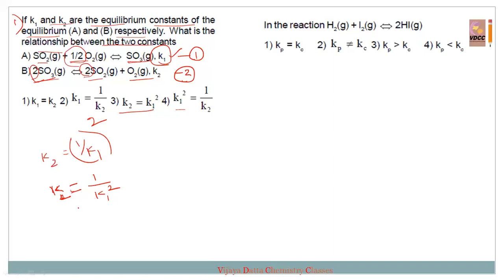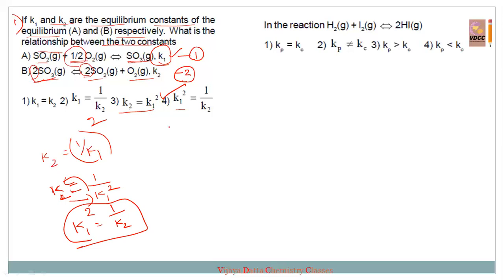They have taken it like this: K1 square is equal to, they sent K1 square to this side, they brought K2 here. Then K1 square is equal to 1 by K2. This is there in the option. Even you have to check which option they have given. Both are correct only. K2 equal to 1 by K1 square is correct, or K1 square is equal to 1 by K2. Both are correct. So our option is 4. Got it students, how to do this problem?